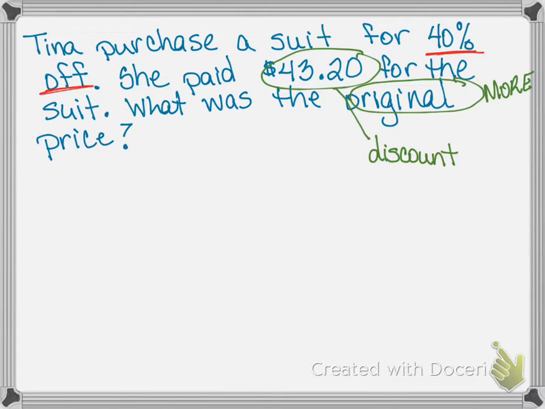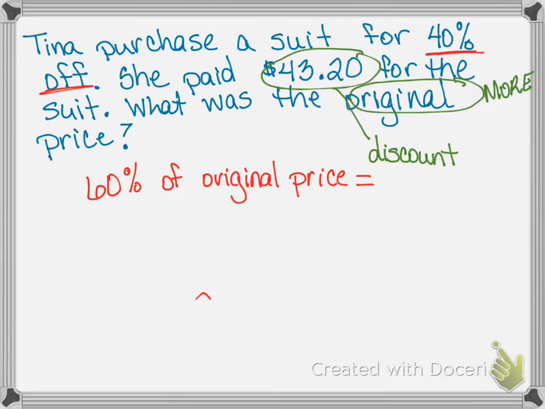40% off. If she got a discount of 40%, what percent of the dress did she pay for? 60. Excellent. That right there is the leap. So she paid 60% of the original price, and 60% of the original price equaled what? $43.20.